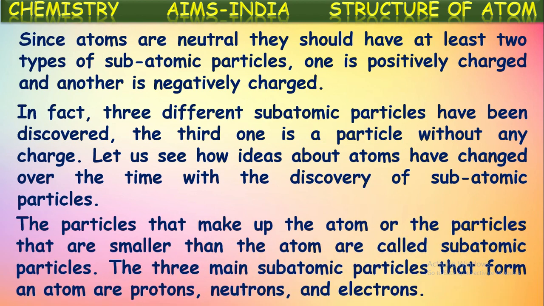The particles that make up the atom, or the particles that are smaller than the atom, are called subatomic particles. The three main subatomic particles that form the atom are electrons, protons, and neutrons. Nowadays we know inside the atom there are around 100 types of particles. These all together are called subatomic particles. Out of these, the main particles which form the atoms are also called fundamental particles.